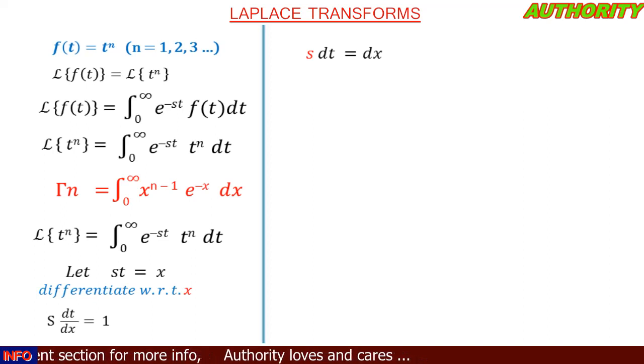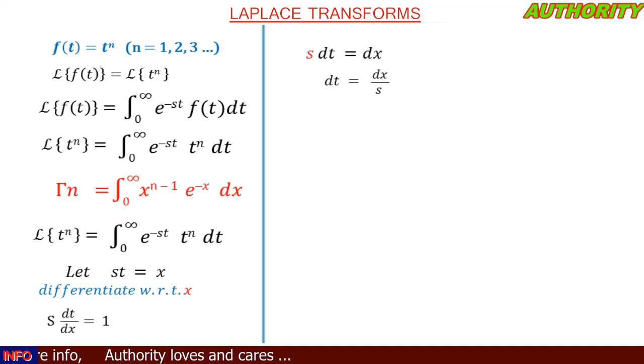Now, to make dt the subject, we strike out this s by dividing both sides by s. So when you divide both sides by s, we have s dt all over s is equal to dx all over s. Therefore, we have dt is equal to dx all over s. Is it true? Yes. So now we have succeeded in making dt the subject.